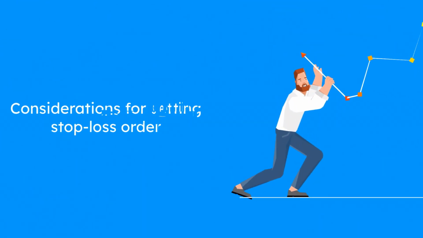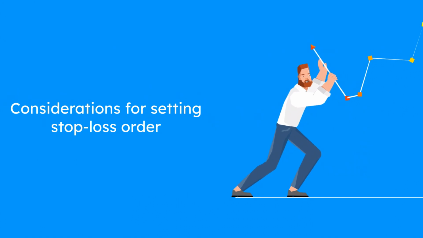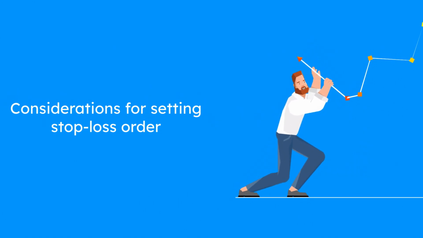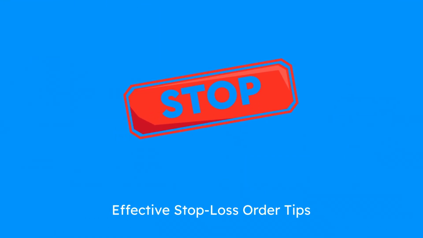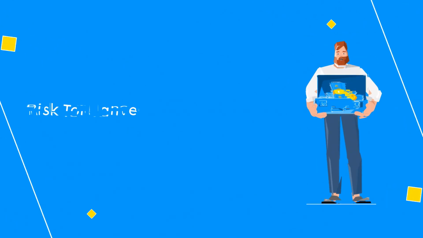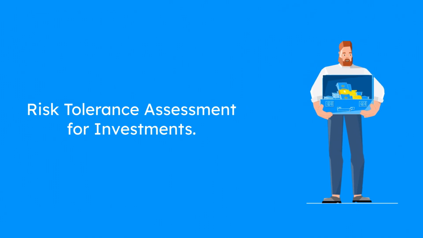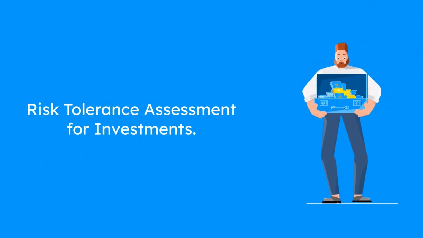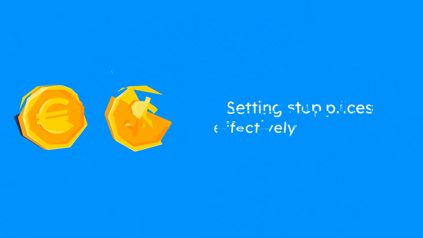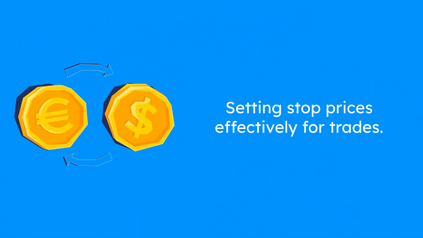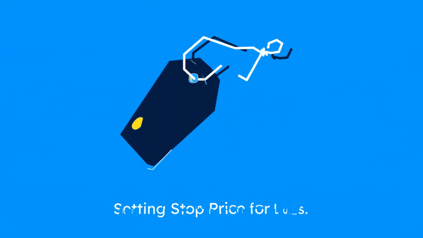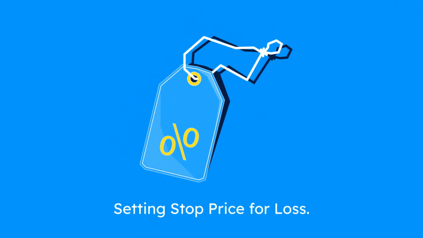Setting a stop-loss order involves careful consideration of your investment goals, risk tolerance, and market conditions. Here are some tips to help you set effective stop-loss orders. Determine your risk tolerance. Assess how much risk you're willing to take on each investment. This will help you decide the appropriate stop price. For example, if you're comfortable with a 10% loss, set your stop price 10% below the purchase price.